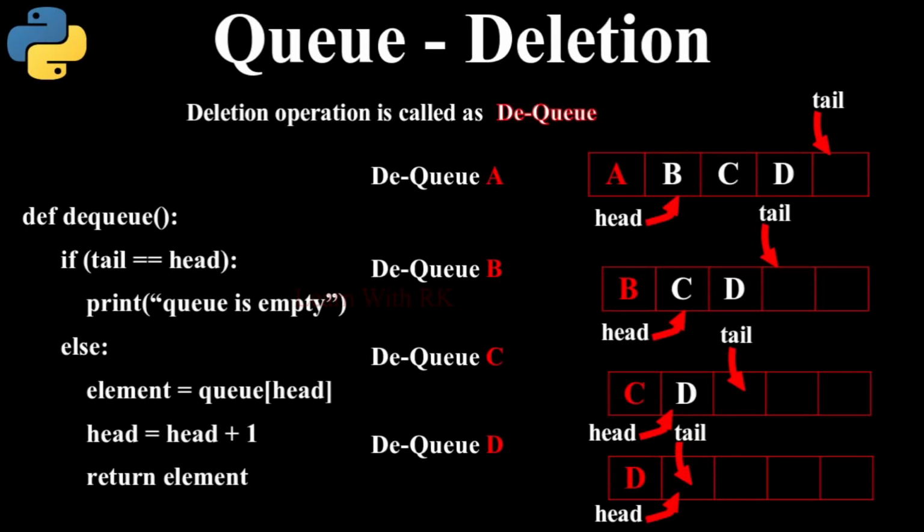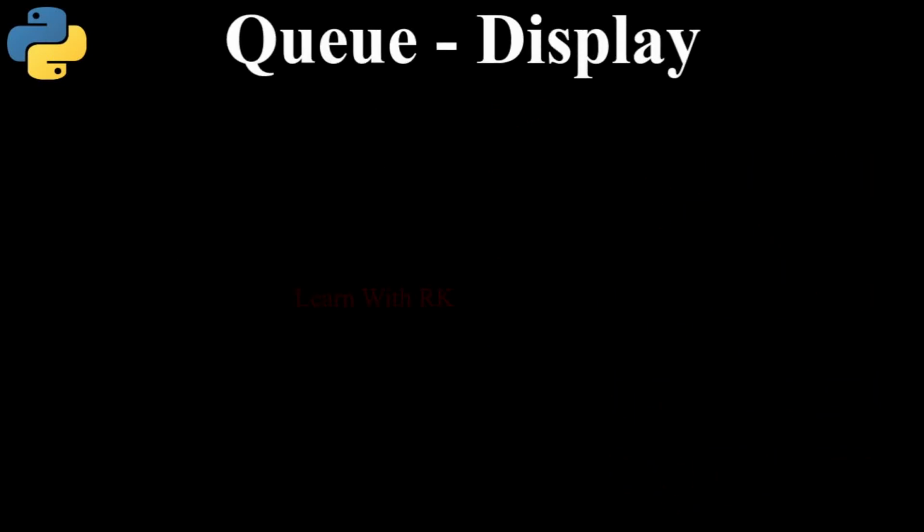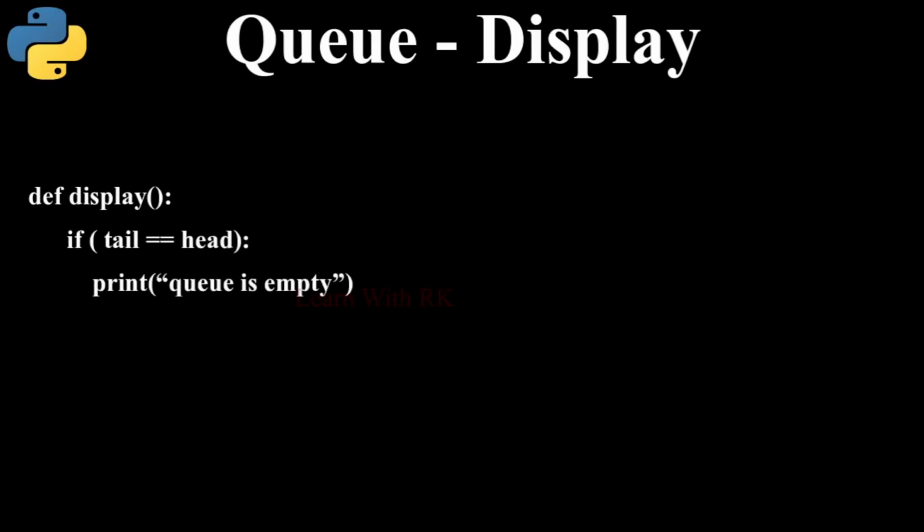Let's look at the other operation, the display operation in a queue. The display operation is generally used to print the elements available in the queue without removing those elements from the queue. Let's write the pseudocode for the display operation. I'm declaring the display function and I'm comparing the tail and head and making sure that the queue is not empty.